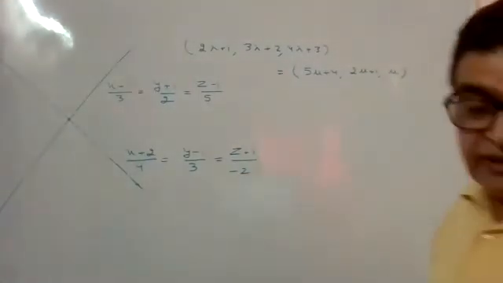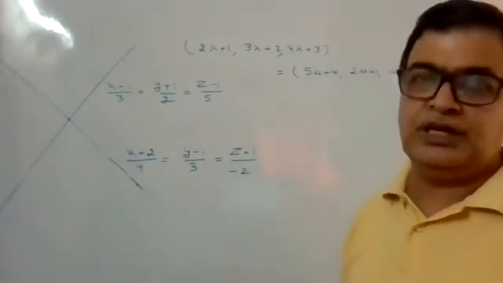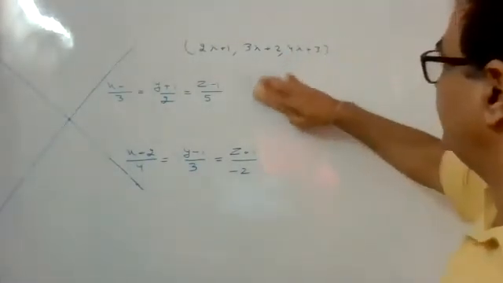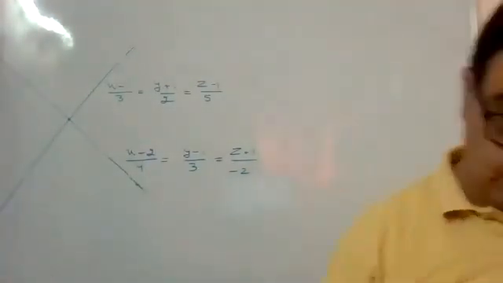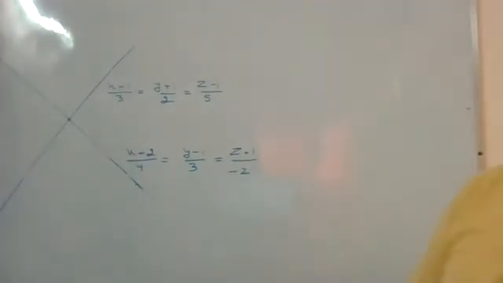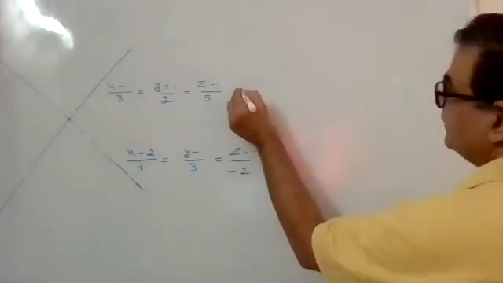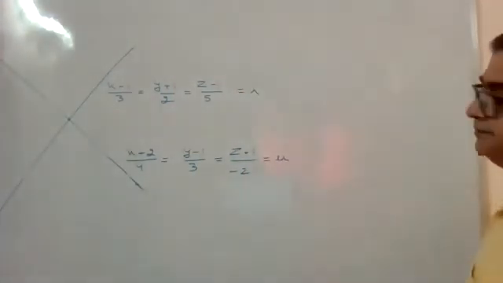You have to check whether these lines intersect. If they intersect, find the point of intersection, otherwise it's not possible. So just go for it. The question is, check whether they are intersecting or not. So we will take this as lambda, this I'll take as mu.